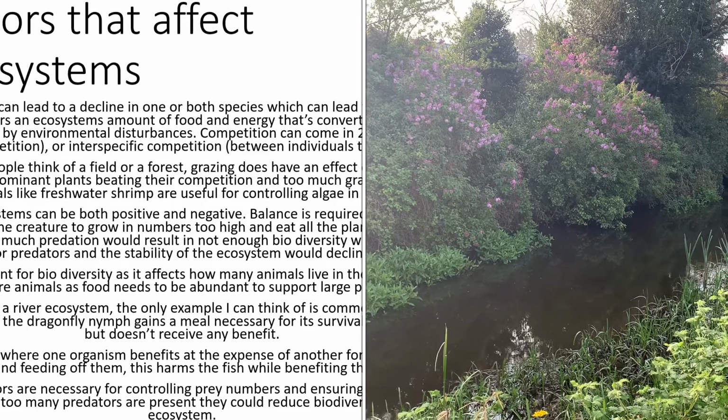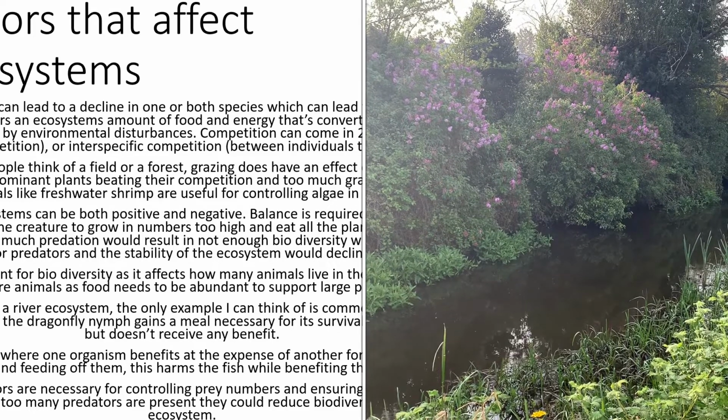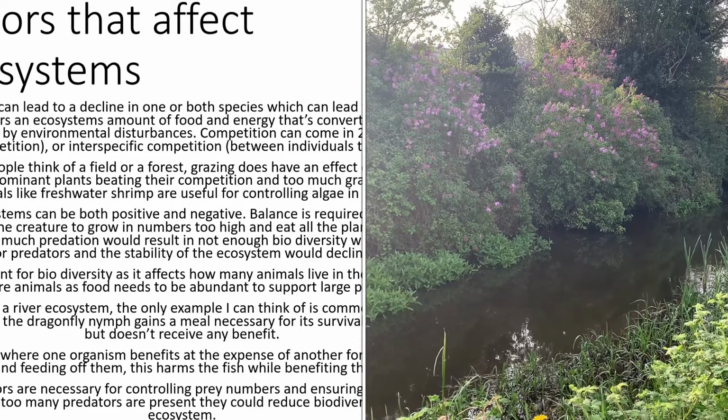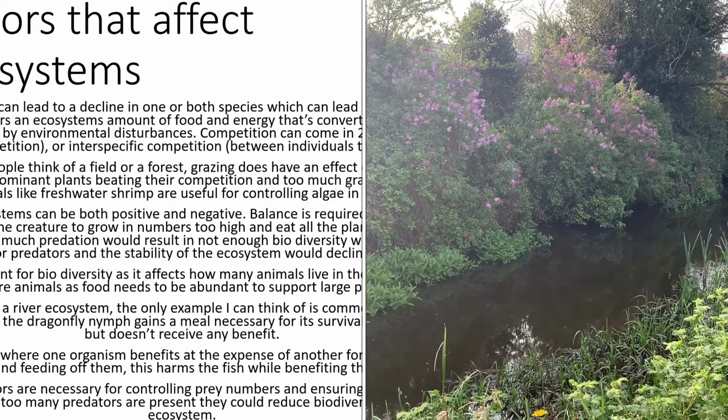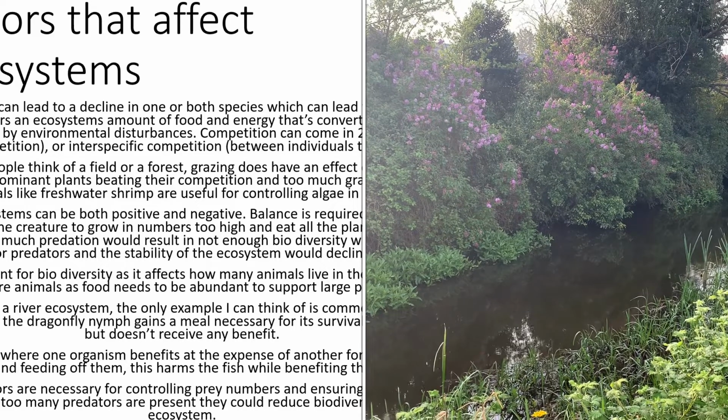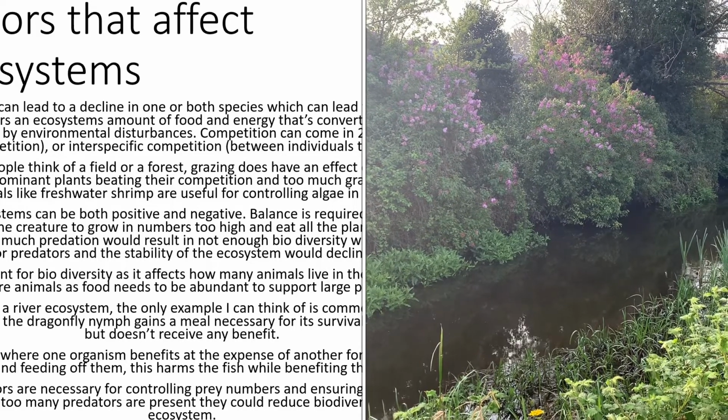Food availability is important for biodiversity as it affects how many animals live in the ecosystem. In other words, more food means more animals, as food needs to be abundant to support large populations of animals.